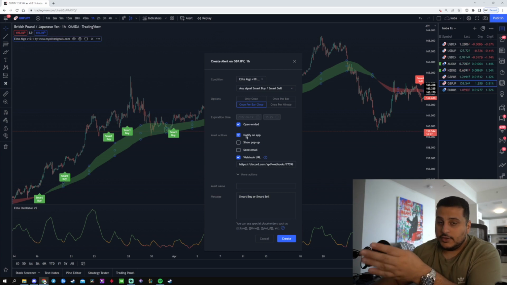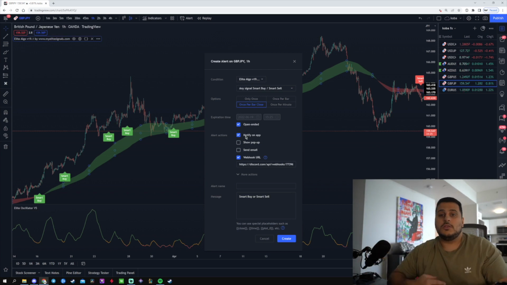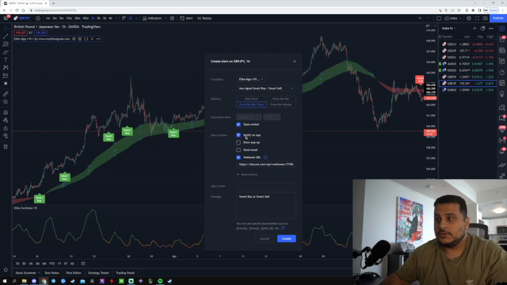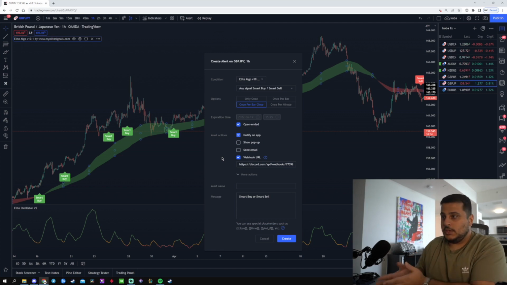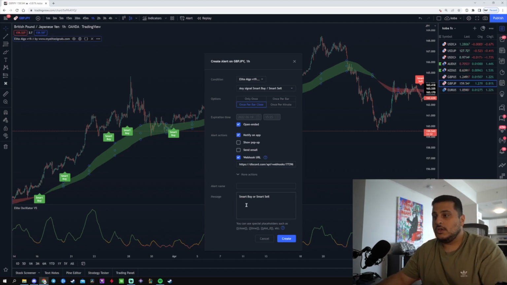Do you want to notify your app? So if you want, you can download the TradingView app on your phone and it will notify you through the TradingView app. Very simple. Or it can send you an email. Sometimes I've heard some glitches with this where it takes a little bit too long to send the email. So I would recommend just notify an app, or you can do like a show pop-up or like a web link URL if you have somewhere else where you're doing a webhook to. Very simple. Then over here at the bottom, I have a message for the alert you want.